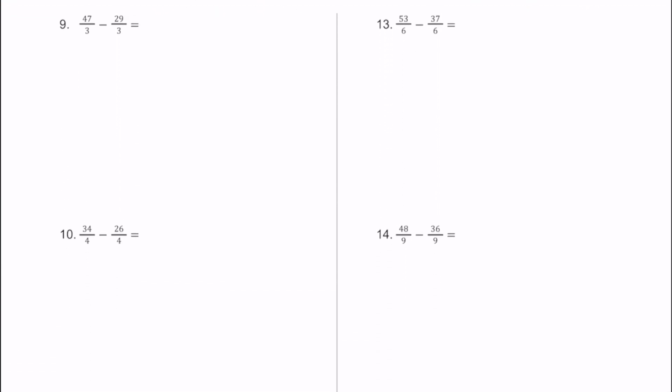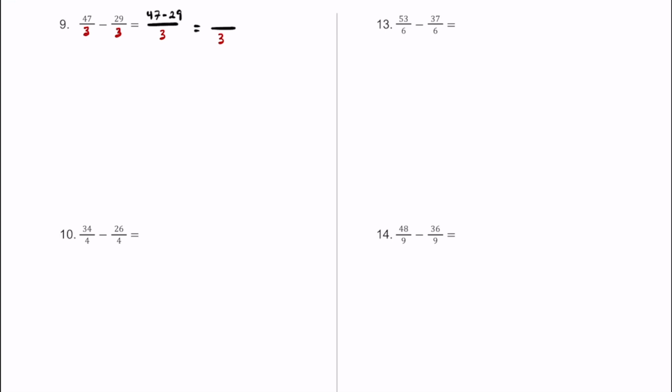Alright, here is number 9. For number 9, we have 47/3, and we're taking away 29 of these thirds. So we're dealing with thirds here. That's our common denominator. Put that on bottom. Let's go ahead and take 47 minus that 29. What is 47 minus 29? Well, let's see. Let's keep the common denominator of 3. That's always going to stay the same here.